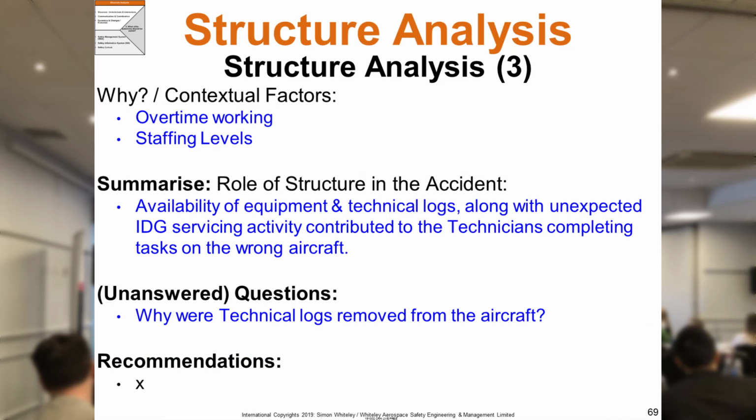So there are some questions there, contextual factors, overtime working, staffing levels. To summarise the role of the structure in the accident, the availability of equipment and technical logs, along with unexpected servicing activity, contributed to the technicians completing the tasks on the wrong aircraft. And then just a question, why were the technical logs removed from the aircraft?